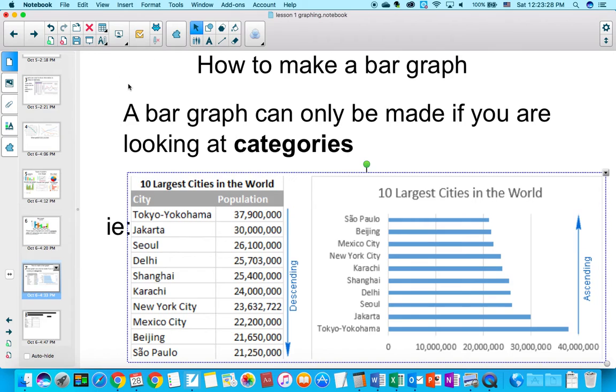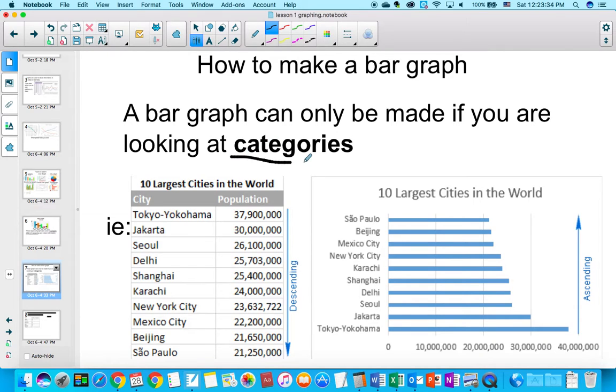But here, again, a bar graph can only be made if you are looking at categories. So before we had the categories of sports, now we have the categories of cities, right? Tokyo, Jakarta, Seoul, Delhi, Shanghai, Karachi. And on the y-axis, this time it's flipped sideways, you can see the numbers going up, right?